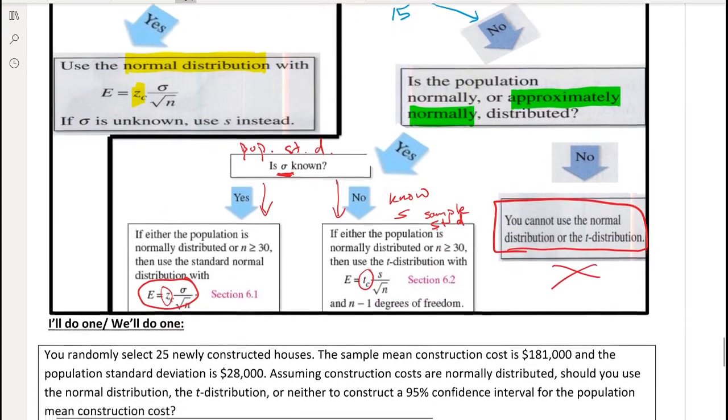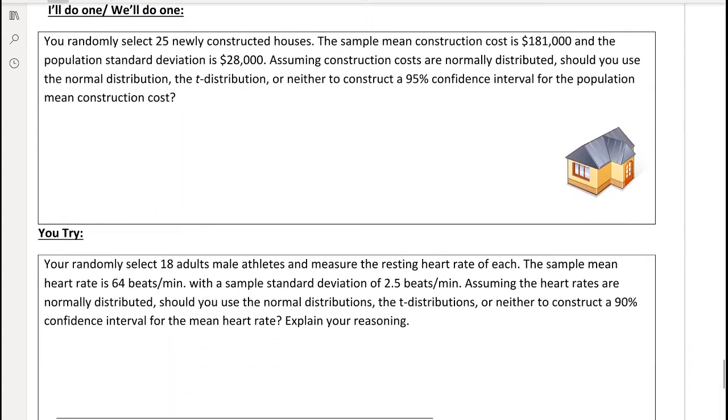All right, let's do a real quick example here. We're not going to solve for the interval. We're just going to figure out, are we going to use the normal distribution, the T distribution, or neither for this one, okay? So we're going to go ahead and read this through. You randomly select 25 newly constructed houses. The sample mean construction cost is 181,000 and the population standard deviation is 28,000. Assuming construction costs are normally distributed, should you use the normal distribution, T distribution, or neither to construct a 95% confidence interval for the population mean construction costs?